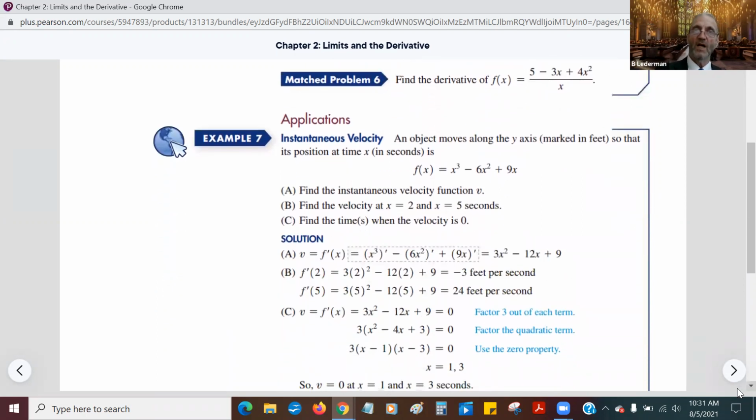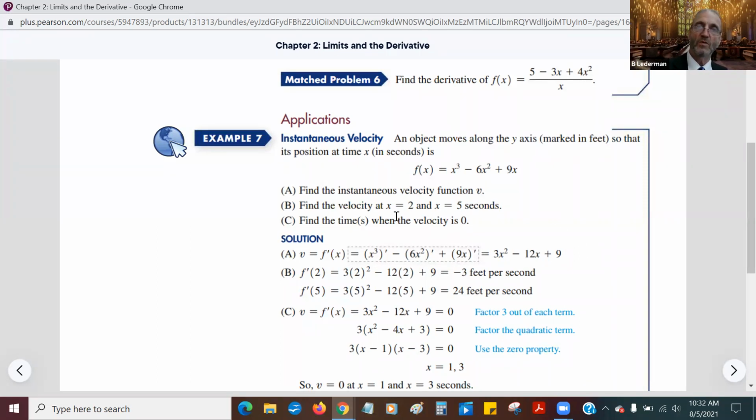Okay, instantaneous velocity. An object moves along the y-axis marked in feet so that its position in time x, in seconds, is f of x equals x cubed minus 6x squared plus 9x. Find the instantaneous velocity of the function. That means just find the derivative. So it's going to be the derivative of x cubed minus this minus that. So it's x cubed derivative minus 6x squared derivative plus 9x derivative. And that just becomes 3x squared minus 12x plus 9, power done.